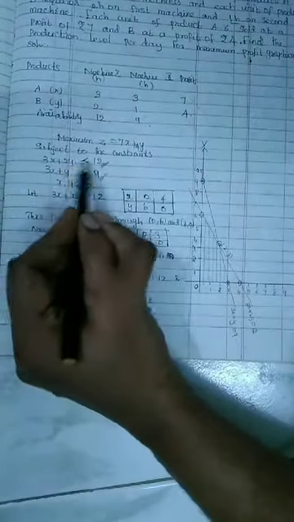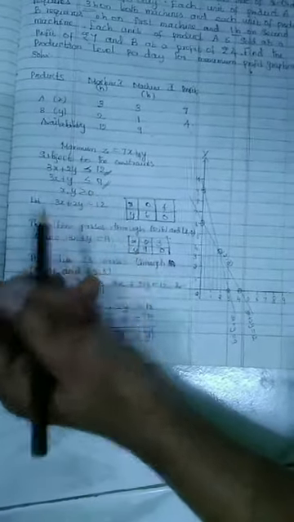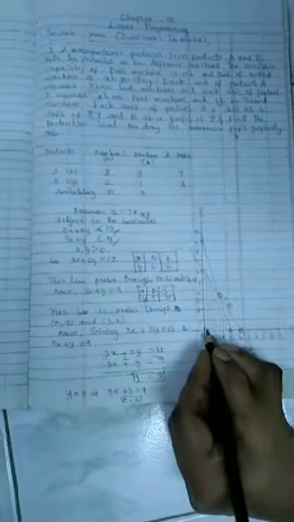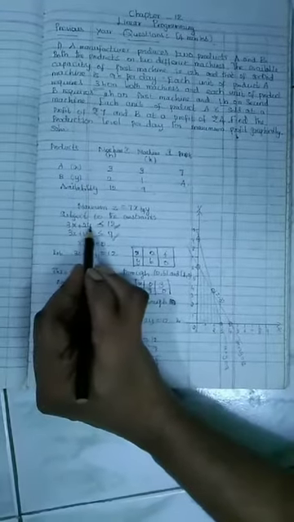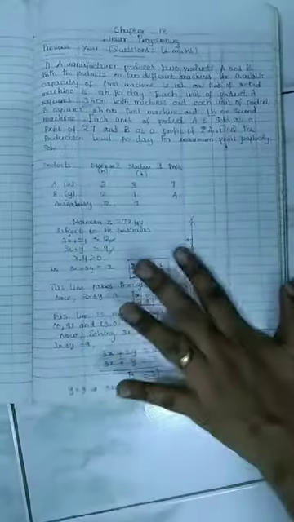Both inequalities are less than or equal to 12 and less than or equal to 9. So we want to find whether the shading lies above or below the x-axis. As usual we check 0, 0. Here I put 0, 0 and I get 0 is less than or equal to 12. So the shade of the first line is below the line, that is this region.